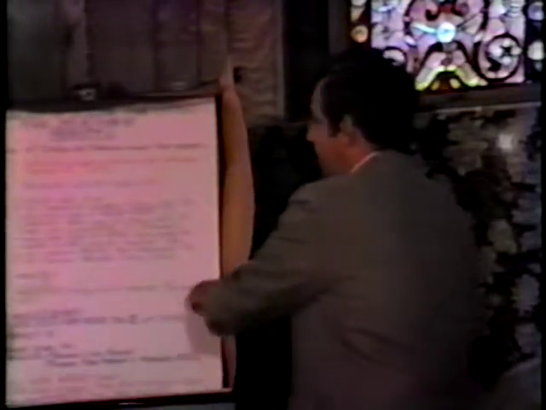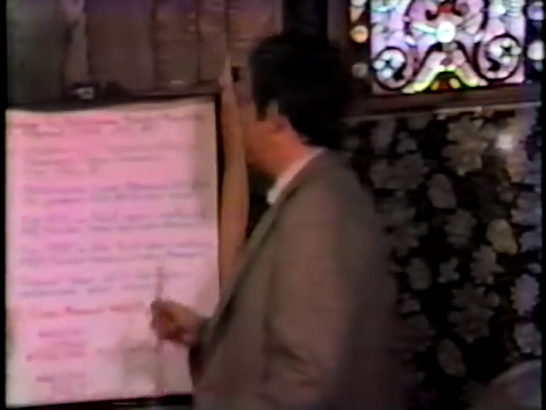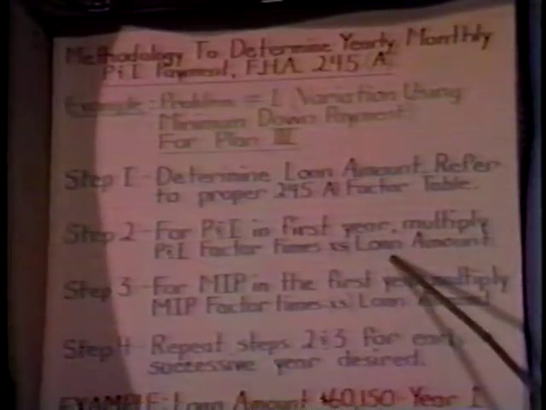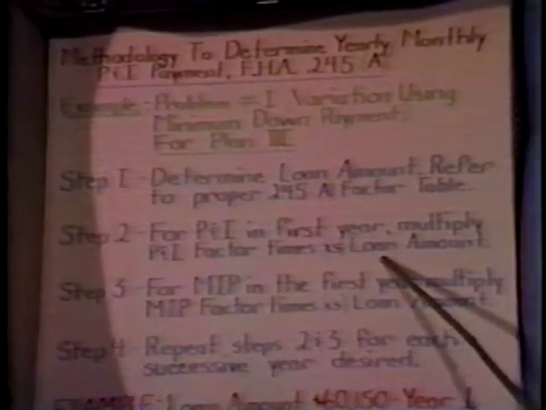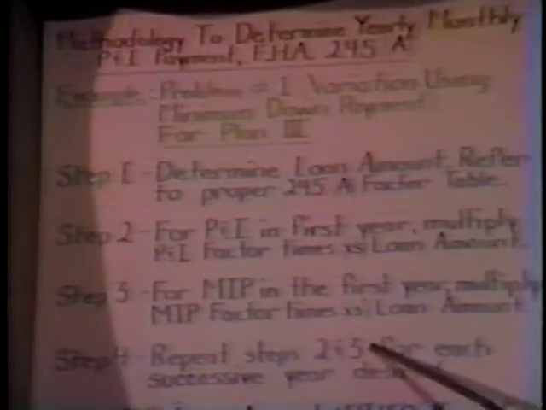Okay. Now, once we've done that, if you will turn the page, now that we have the loan amount, we want to figure out the P&I and MIP, don't we? All right. For that, you'll notice up here it says, refer to the 245A factor table, which was on page 98, wasn't it? Then for the P&I in the first year, we multiply the P&I factor times the loan amount. And we're going to do this down here.